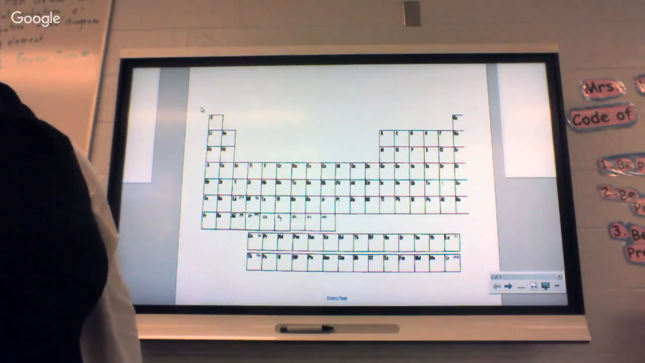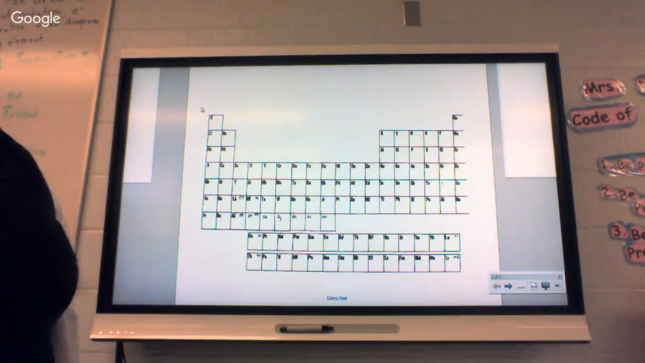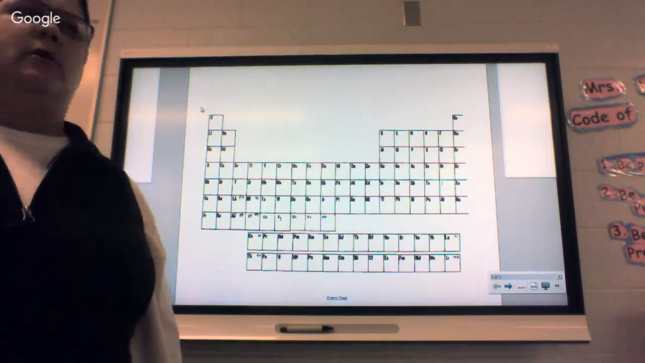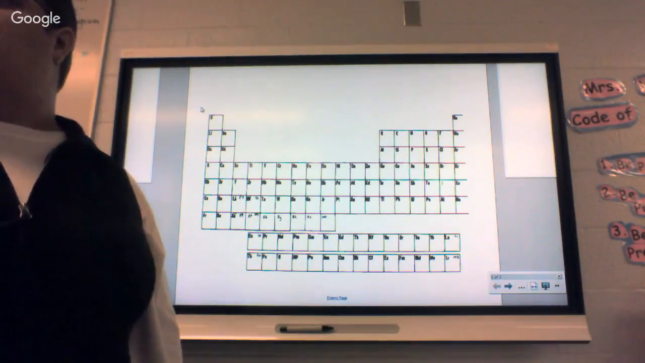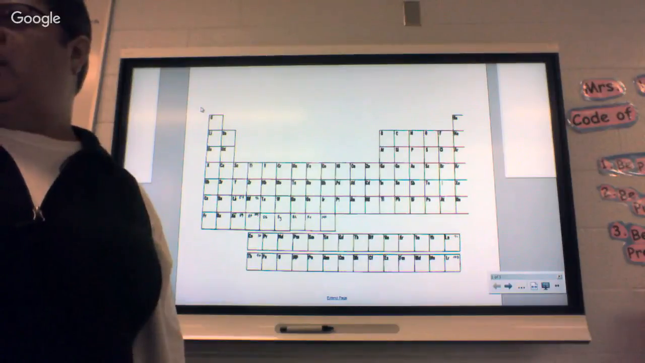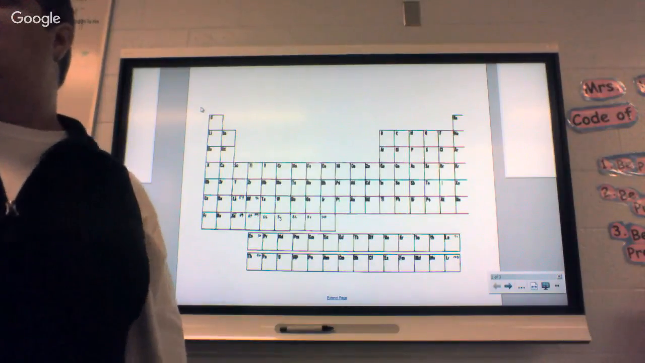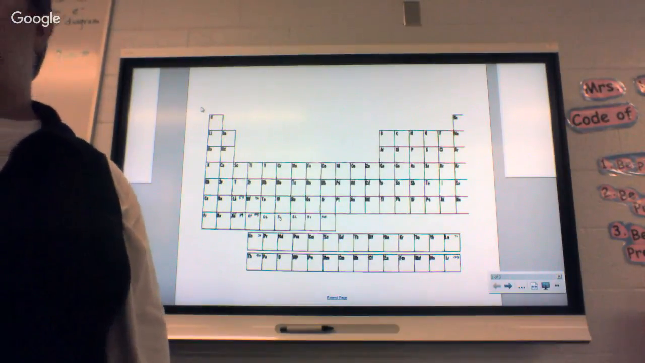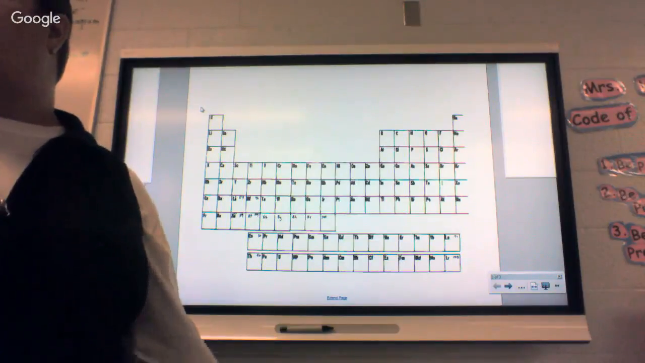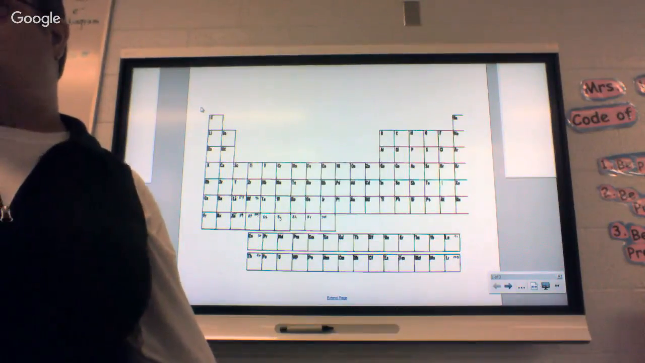Alright, does everybody have their supplies? Now, we're going to color code the periodic table based on the 4 sublevels, okay? Now, do not color so dark, first of all, that you cannot put numbers in, because we're going to put numbers in this very shortly, okay?